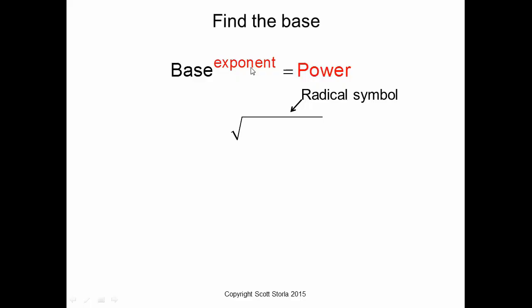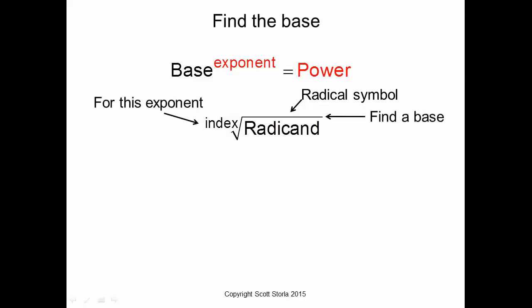I need to tell you the original exponent, and I do that right here with what's called the index. If you don't see a number here for the index, it's a 2, and we call it a square root. I also have to tell you the original power, and that goes right underneath, right in here, and that's called the radicand. So this is saying find a base, which when you have this exponent on the base, you'll get this as the final power.